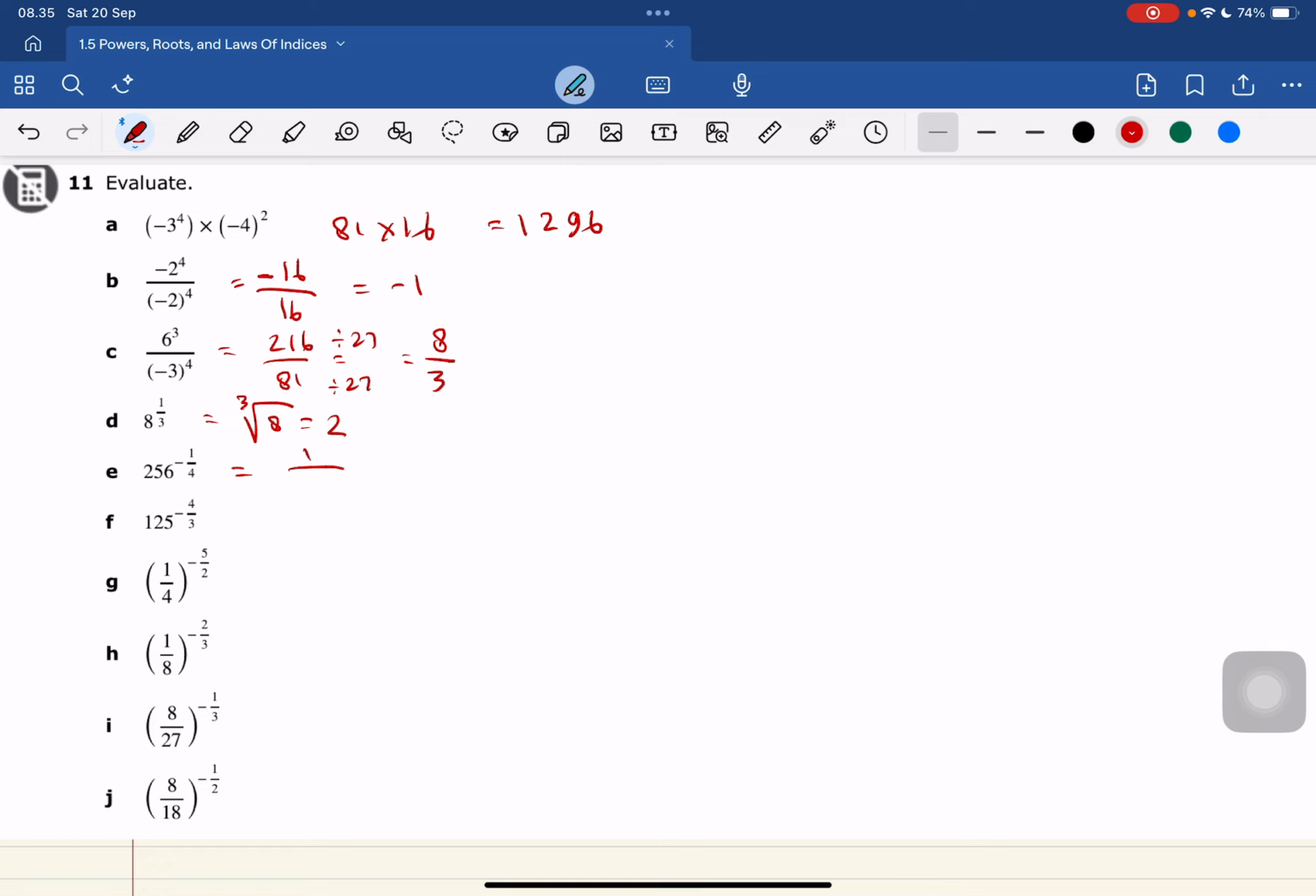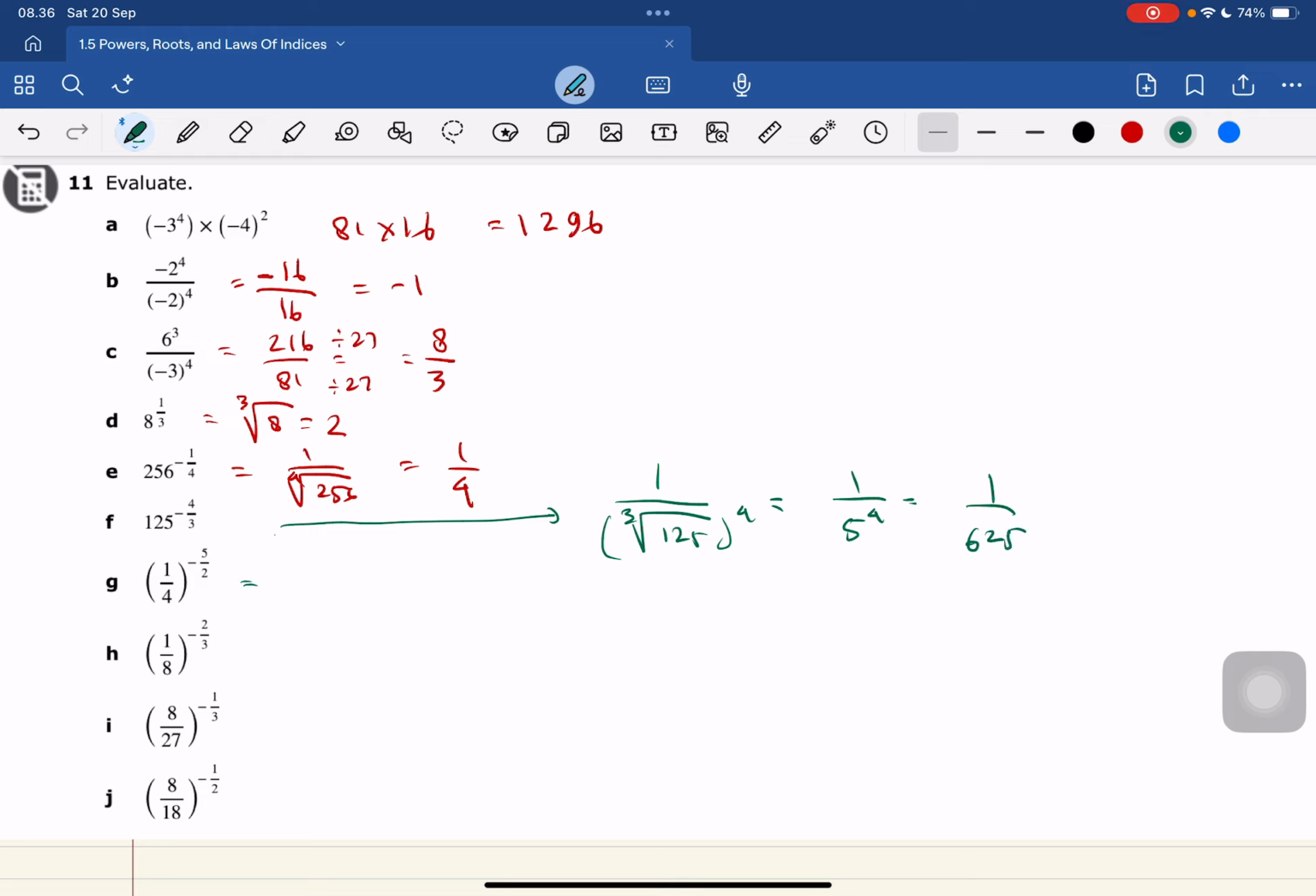Next, this is going to be 1 over the fourth root of 256. So what number, if we multiply it by itself, is going to be 256? Yeah, the answer is 4. So 1 over 4. Next, for f, let's make it here. So it's going to be 1 over 125. This is 3, and we make it the power of 4. So it's going to be 1 over 5 to the power of 4, which is 1 over 625.